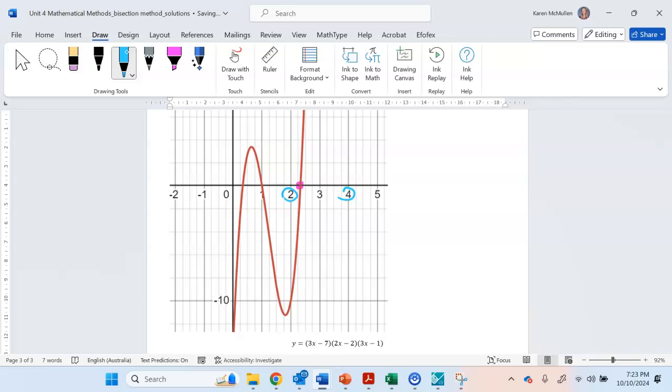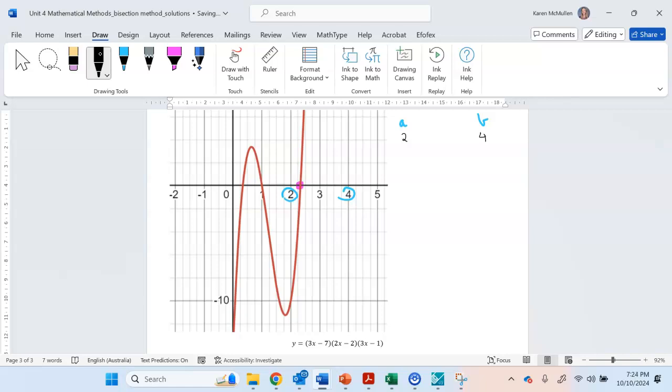So when you're doing pseudocode, it'll actually tell you which 2 values to use. So we know it's between 2 and 4. So I'm going to start that on this side. So our starting values, let's just call them A and B. So our starting values are 2 and 4. I hope that makes sense.